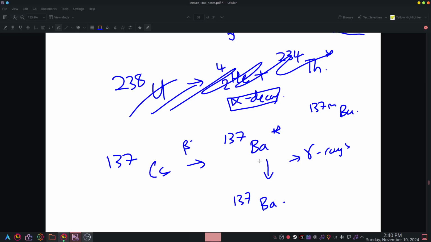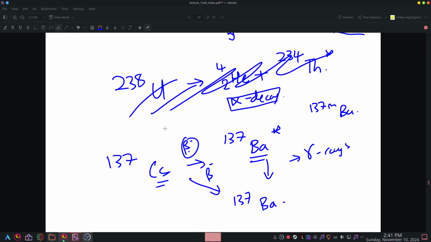Barium is a group 2 metal. What happens here is that one of the neutrons inside cesium converts into a proton and an electron. The electron is this beta minus particle. It will be emitted at very high energies, and sometimes it will leave the nucleus in a more excited state. The other way is for this beta particle, the electron, to carry away all the energy, and that is the second decay mode. Sometimes it happens the first way, sometimes the second way.